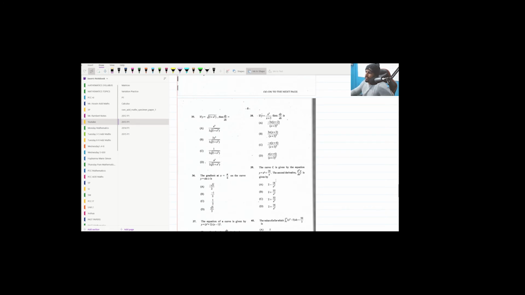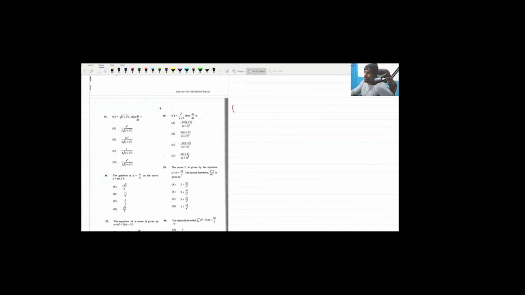If that is that, then dy/dx is... So this is going to be (1 plus x cubed) to the power of 1/3. I can use the shortcut to the chain rule: multiply by the power, take away 1 from the power to get minus 2/3, and multiply by the differential of the brackets, which is 2x. So I get 2x on the numerator over 3. This power becomes positive when I send it below. It could be the cube root of (1 plus x cubed) to the power 2.